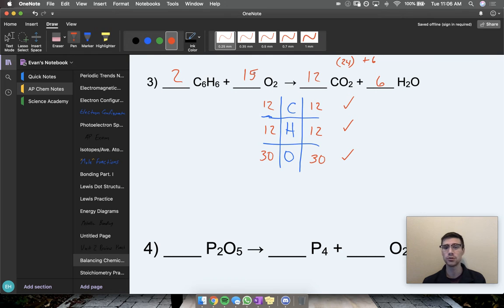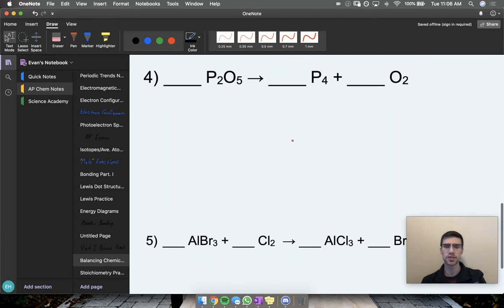And we can't really use 7.5 as a coefficient because we can't have half of an oxygen molecule. It doesn't really work that way. So in this case, we do get the coefficients 2, 15, 12, and 6, and that ends up balancing out and giving us equal amounts of everything on both sides. Awesome. Got a couple more practice problems here.